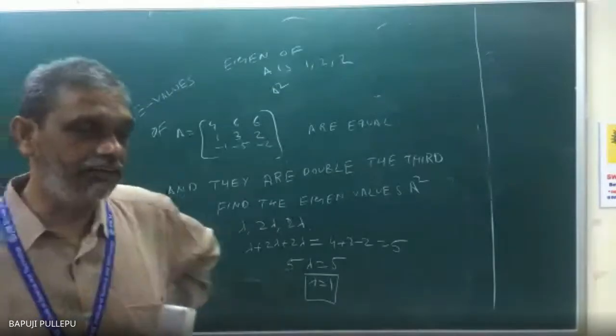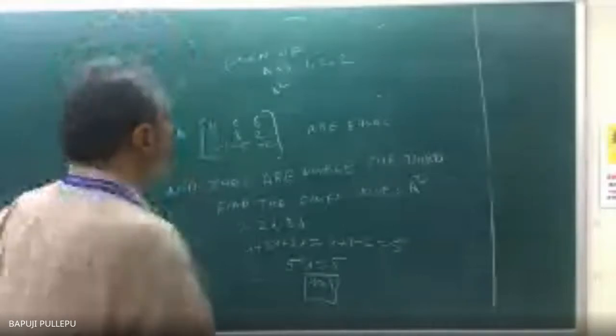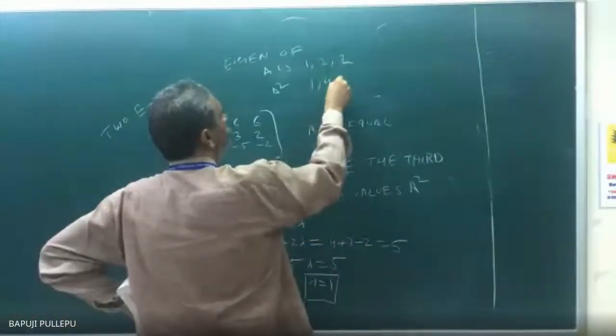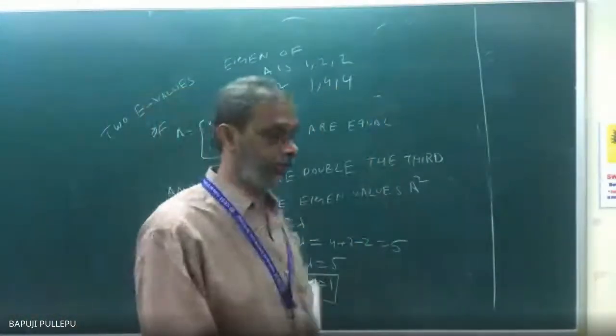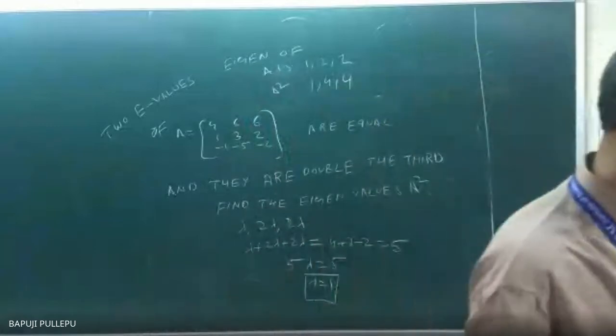Now you can play. A squared is what now? 1, 4, and 4. Yes. LKG problem. Good. Nice.